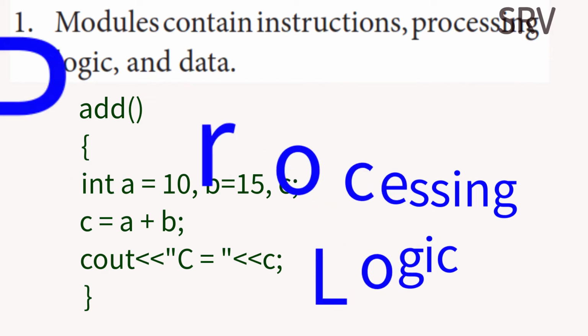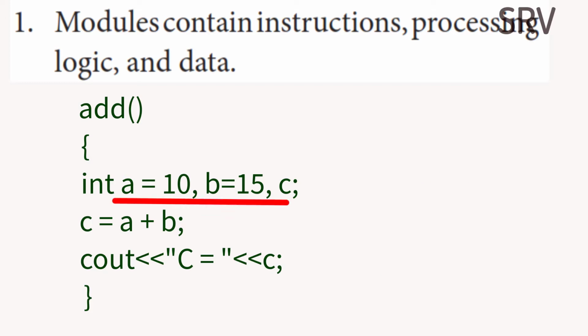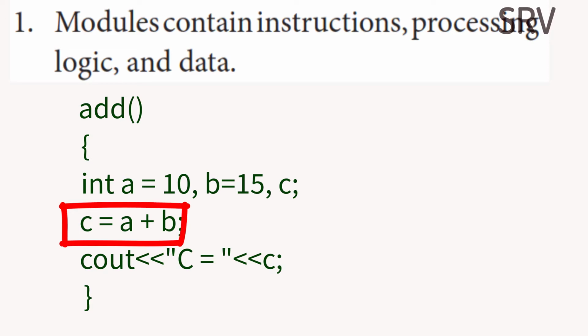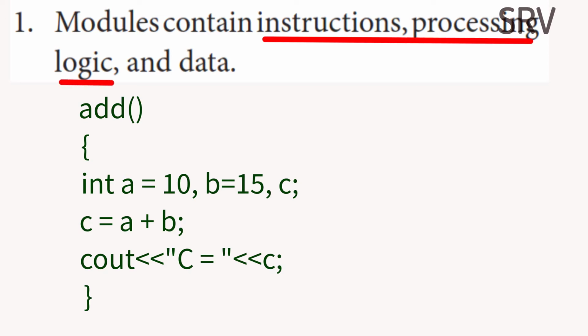The last one is data. Data can be input values and output values. Here the inputs are the variables a and b, which hold the values 10 and 15. The output is 25, which is got by adding a and b. This 25 is printed using the cout statement. So this is what is said in the first point. Modules contain instructions, processing logic, and data. So to be considered modular programming, a module should contain instructions, processing logic, and data.